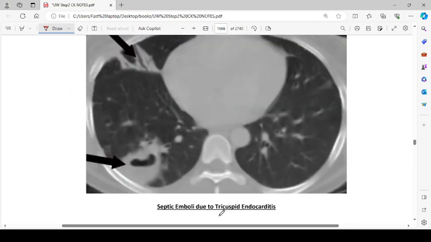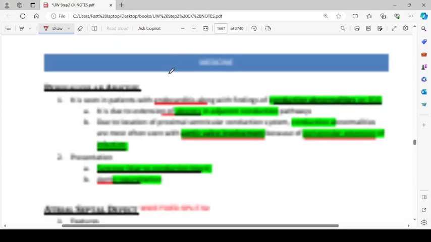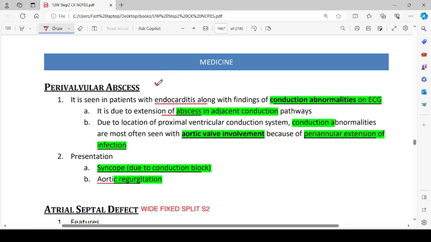So, septic emboli due to tricuspid endocarditis. This is a septic embolus. This one is a septic embolus in what? In the pulmonary artery. Yes, I guess this is an ischemic area, and this too. I think so. Moving forward, we have perivalvular abscess.